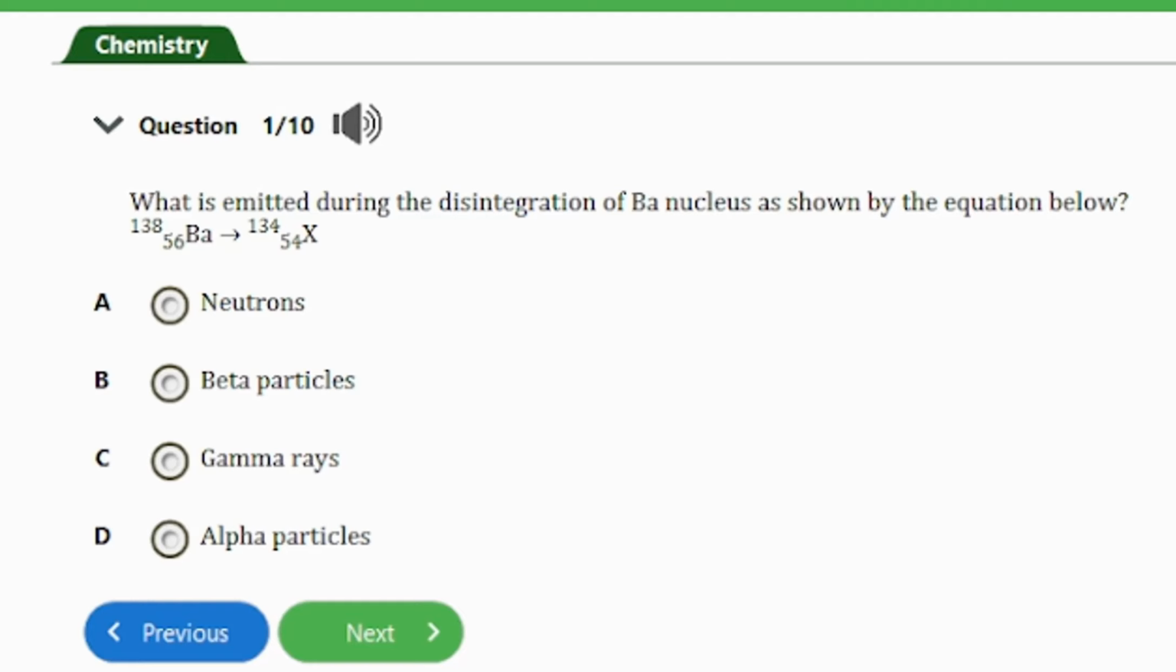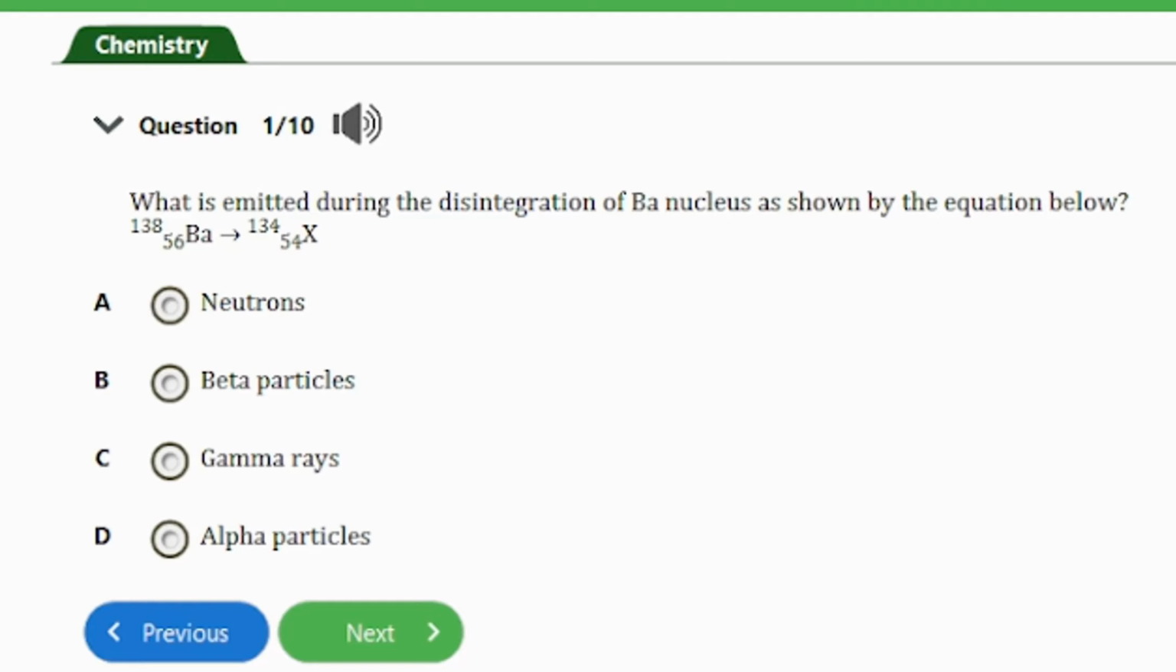It says, what is emitted during the disintegration of barium Ba nucleus as shown by the equation below? You've seen the equation shown here, and we have options A, neutrons, option B, beta particles, option C, gamma rays, option D, alpha particles. So guys, looking at this equation, the subscript reduced by 2, that's from 56 to 54, and then the superscript reduced by 4, that's from 138 to 134.